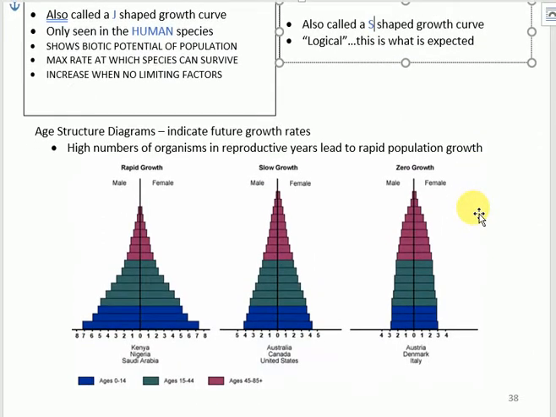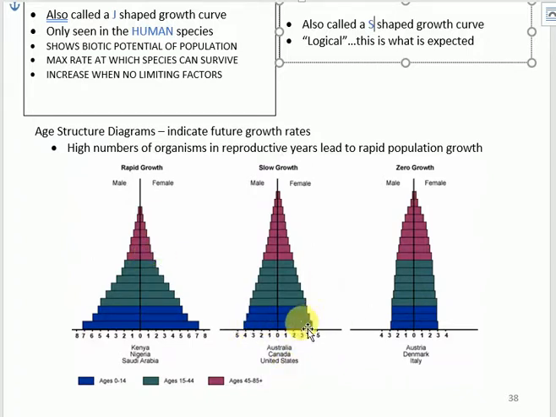So our next thing is an age structure diagram, which is still related to these growths. So basically, the high number of organisms in the reproductive years lead to rapid population growth. So here, this is actually divided up into areas, and you can see these are age ranges. And these are the number of individuals, and this is what rapid growth looks like. And you can see there are more children between the ages of 0 and 14, and then we've got here the reproductive years 15 to 44, and then it decreases as far as elderly goes.